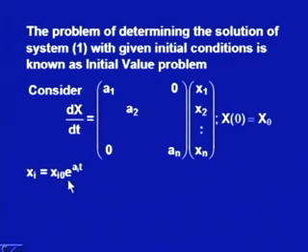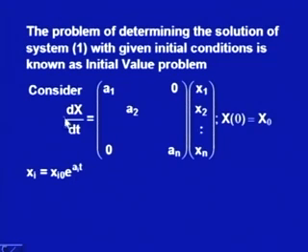Here x10 is the arbitrary constant, and we can calculate this using the initial conditions. Similarly, we can calculate the second solution, dx2 by dt is equal to a2 into x2, and so on. So, in general the solution of this system is written as xi is equal to xi0 e^(ai t). i will take values from 1 to n.